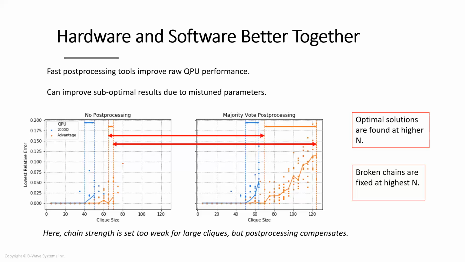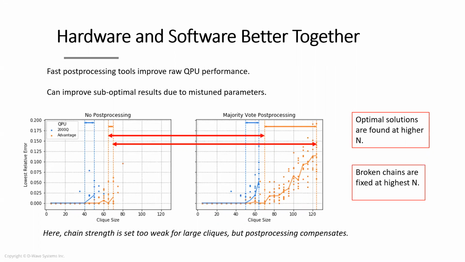And then you can get good answers all the way up to the maximum size that's embedded. And you can see this gets you some benefit with the 2000Q product, but actually pulls you all the way up to getting good performance all the way up to the full scale that's embeddable for the Advantage processor that we're looking at, which is just over 120 nodes. So this is the most simplistic example of hybrid algorithms.